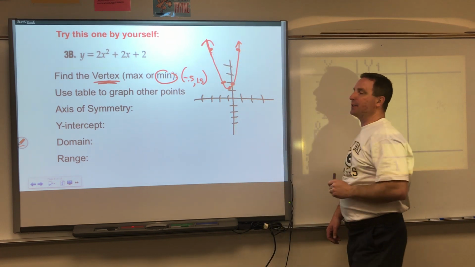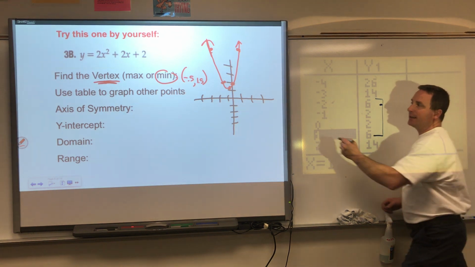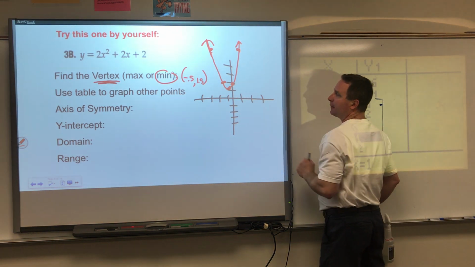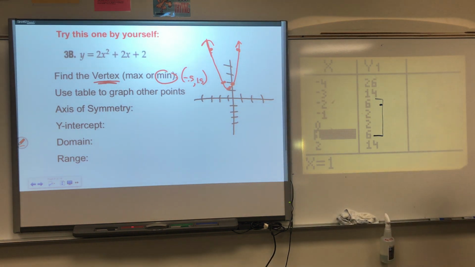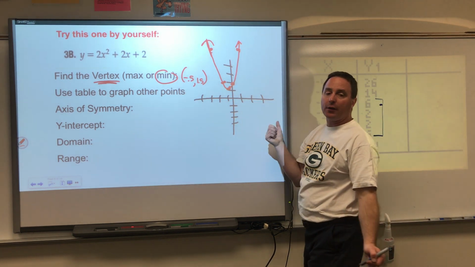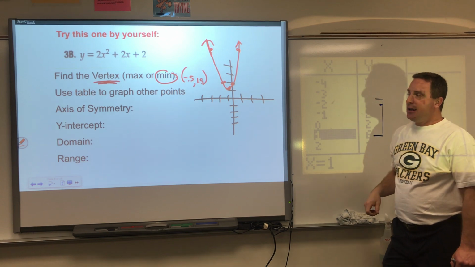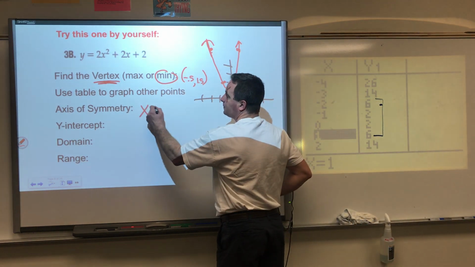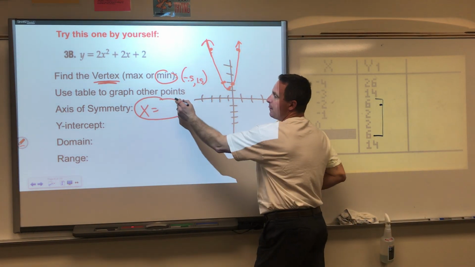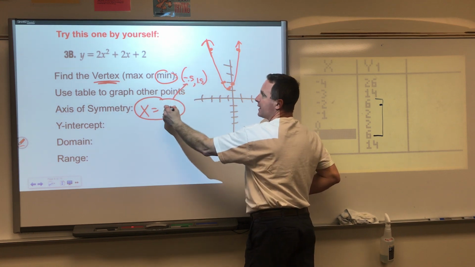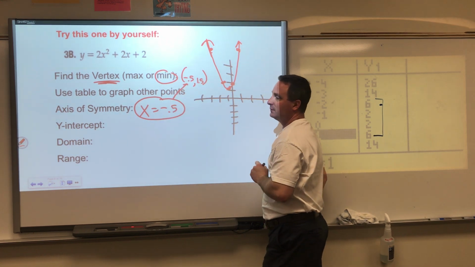Okay, we put little arrows on the top, and there I have it. Again, that's not the greatest picture there. Should be right there. So this one should have the vertex plus four other nice points. Okay, the axis of symmetry. If you remember, it's the x-coordinate of the vertex, -0.5.